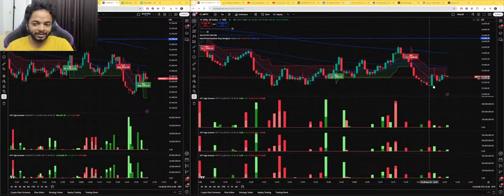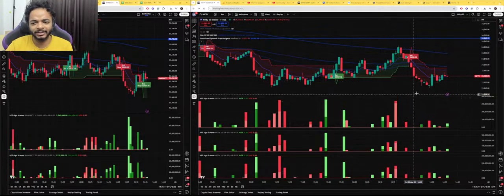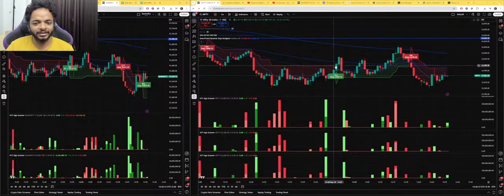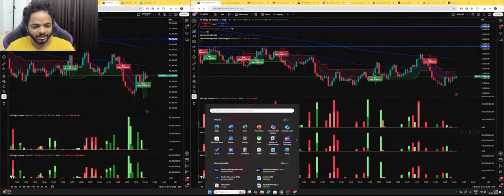I also showed you how much the put premium moved. Okay, I forgot, just go and check it out again. I just showed you. So this is the beauty of this indicator.